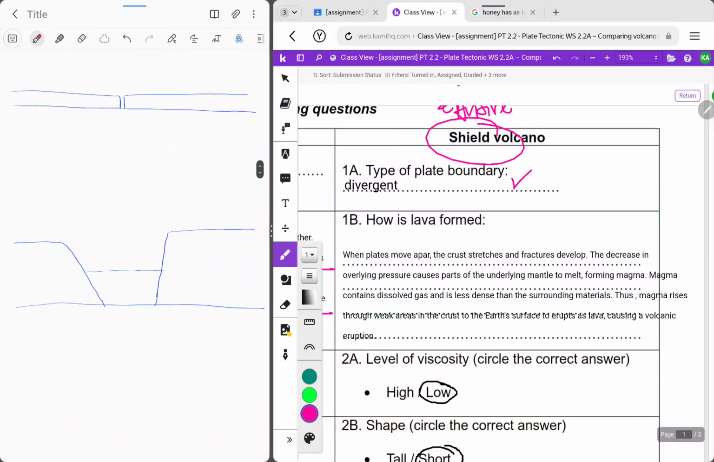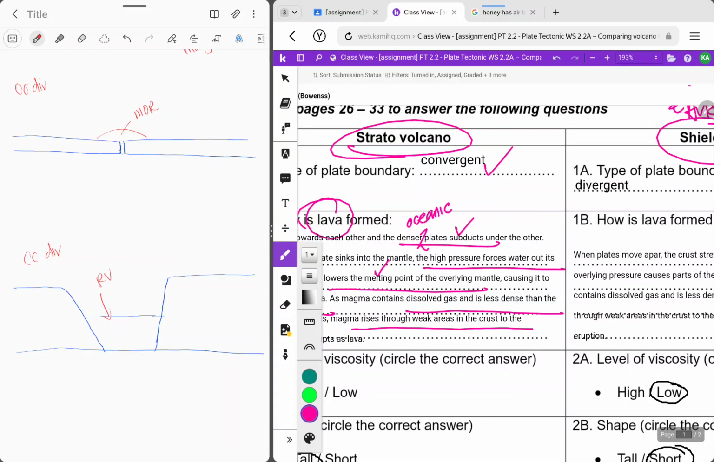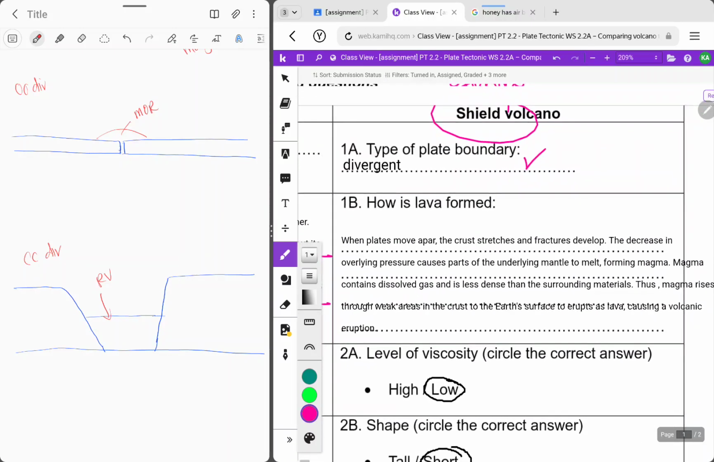Remember these two diagrams? This is the OO divergent. This is the CC divergent. This is where you form the mid-oceanic ridge. This is where you form the rift valley. At this portion, not so much about introducing moisture, but rather we're talking about reducing pressure. Remember just now, you introduce moisture, high pressure forces the water up. That makes it easier for it to melt. But when it comes to a shield volcano at a divergent boundary, here there is no increase in pressure because you're not pushing things in.